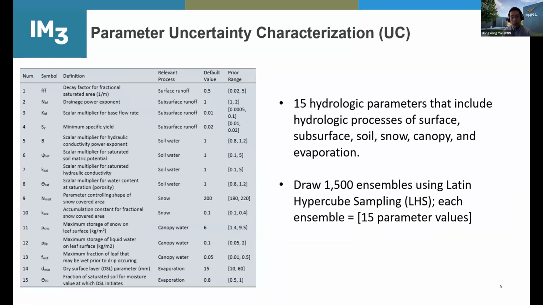For the Community Land Model, here is a table listing a total of 15 hydrologic parameters. We want to include as many as we can, but also consider our computation demand and computational resources. In total, we identified 15 hydrologic parameters, including surface runoff, subsurface runoff, soil moisture, snow, canopy water interception, and evaporation. These 15 hydrologic parameters are shown in the table on the left, selected from our previous work and also from expert judgment from the Community Land Model developers and our experience. For each parameter set, we draw 1,500 ensemble members using Latin hypercube sampling. So each ensemble member has 15 parameter values.